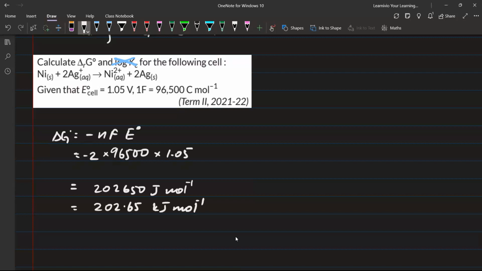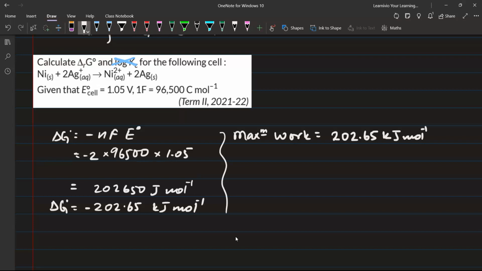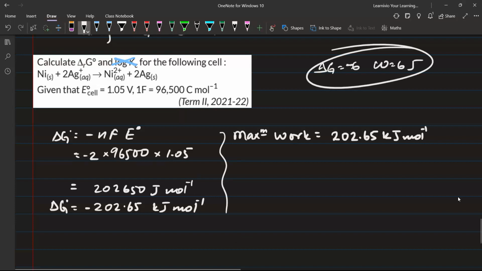Okay, so don't get distracted. You should be aware that this delta G naught can be minus over here. But if they ask for the maximum work done by the cell, maximum work is equal to the mod of delta G naught. That means it is equal to 202.65 kilojoule per mole. Makes sense? The maximum work done will be a positive value. The delta G will be negative. When delta G was minus 6, the work was 6 joules. You will remember, right?